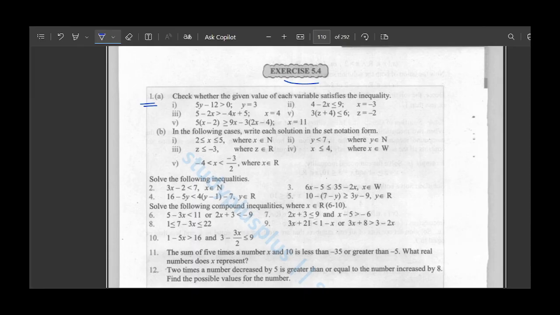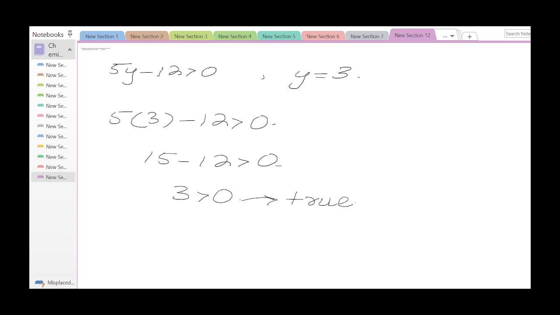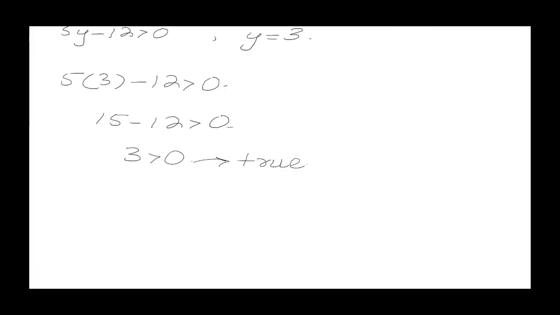Now let's move on to the second part, which is 4 minus 2x is less than equal to 9. And here the value of x is given as negative 3. So let's write the equation here. So I'm going to write here 4 minus 2x, it is less than equal to 9. Now what is the value of x? The value of x is negative 3.